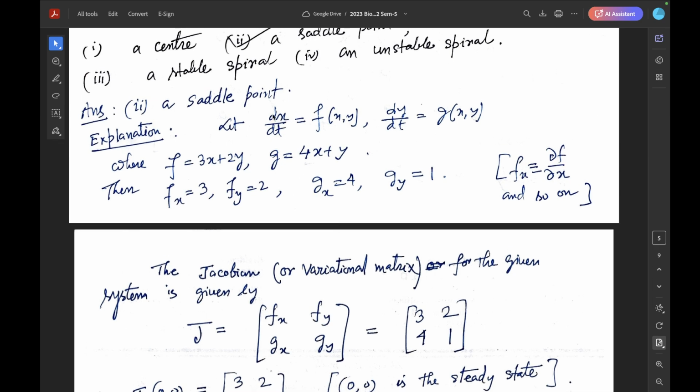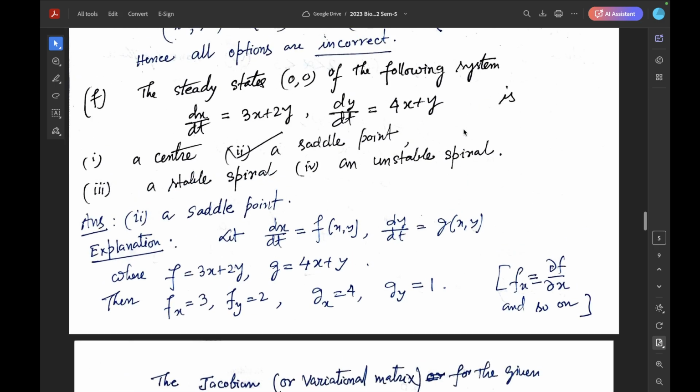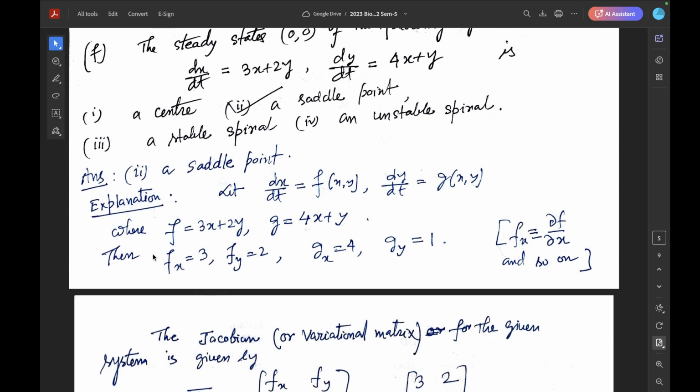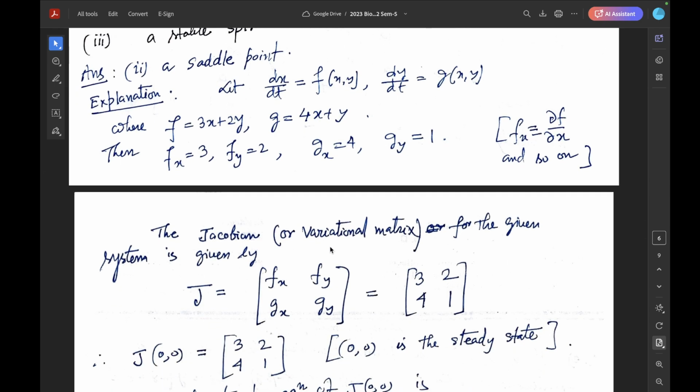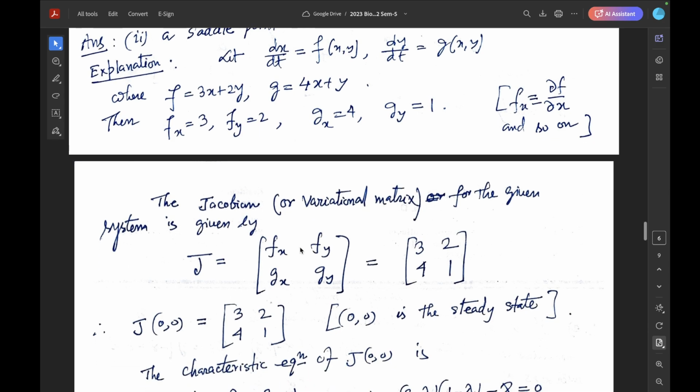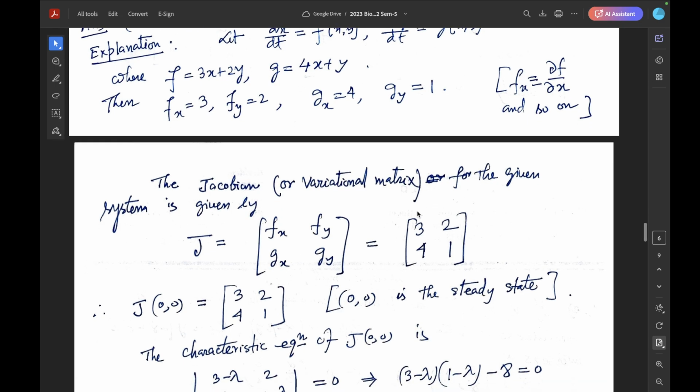Explanation: let d/dt of x equal to f(x, y) and d/dt of y equal to g(x, y). So f(x, y) equals 3x plus 2y, g(x, y) equals 4x plus y. Then find the partial derivatives with respect to x and y. Del f del x is equal to 3, del f del y equal to 2, del g del x equal to 4, del g del y equal to 1. The Jacobian matrix J for this given system, equal to [fx, fy; gx, gy], is a 2 by 2 constant matrix: [3, 2; 4, 1].